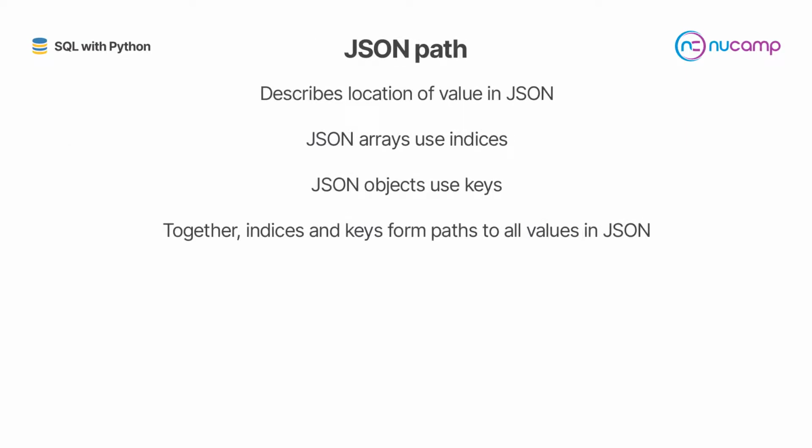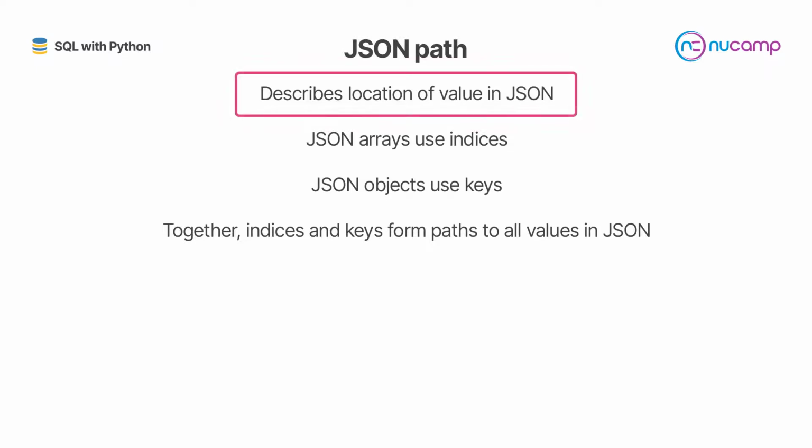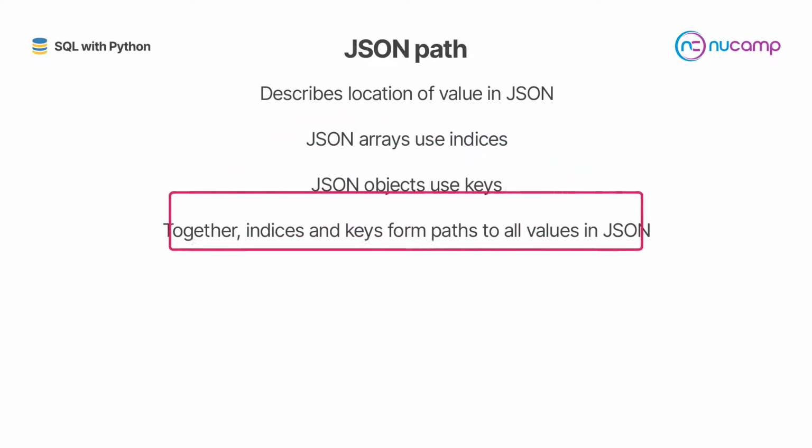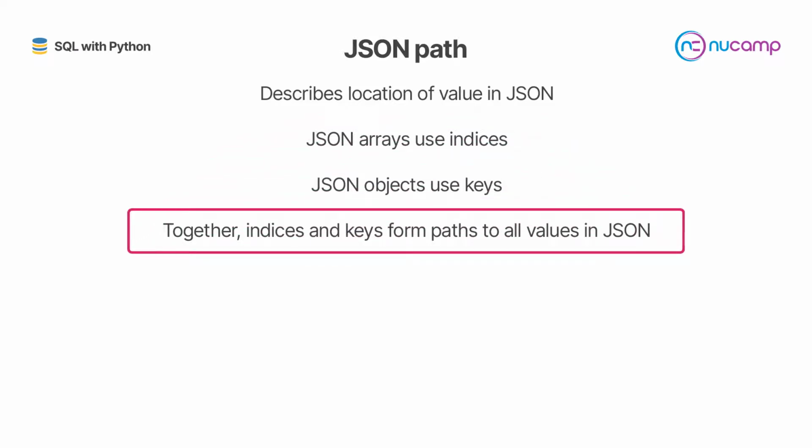Every value stored in JSON has what's called a path, describing its location within the JSON object. Recall that JSON objects come in two flavors: arrays and objects. Similar to Python dictionaries, objects have keys for each value. Similar to Python lists, arrays have indexes for each value. Using these two accessor methods, we can describe a path to any value within JSON.